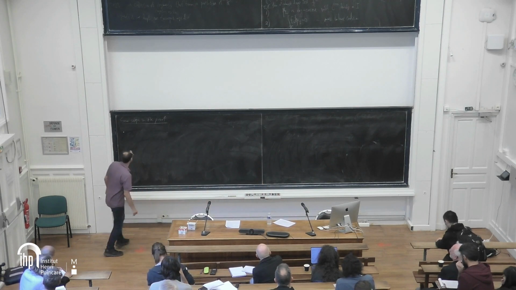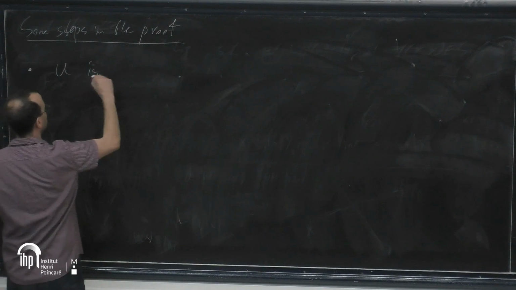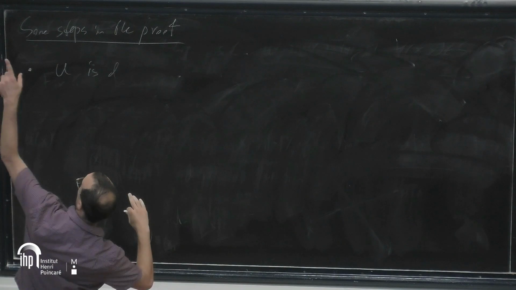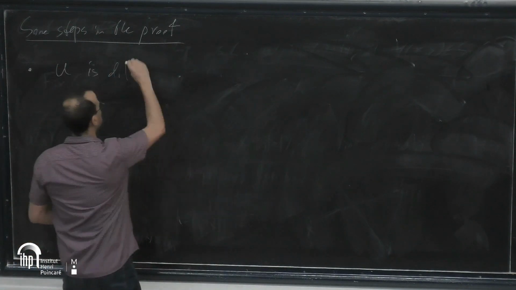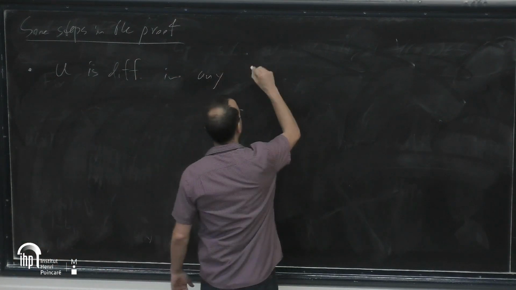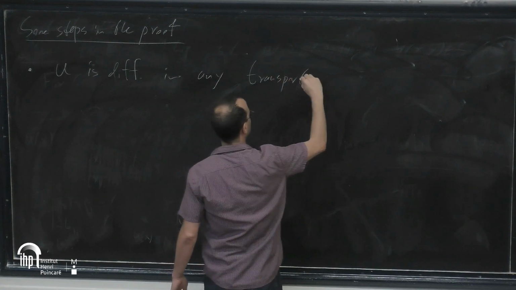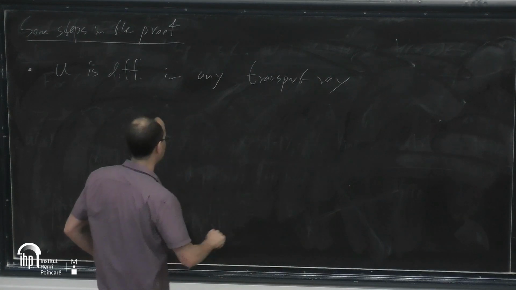Okay, so some steps in the proof. First of all, we claim that u is differentiable. That's step one. So u is differentiable in any transport ray. Why is u differentiable in any transport ray?